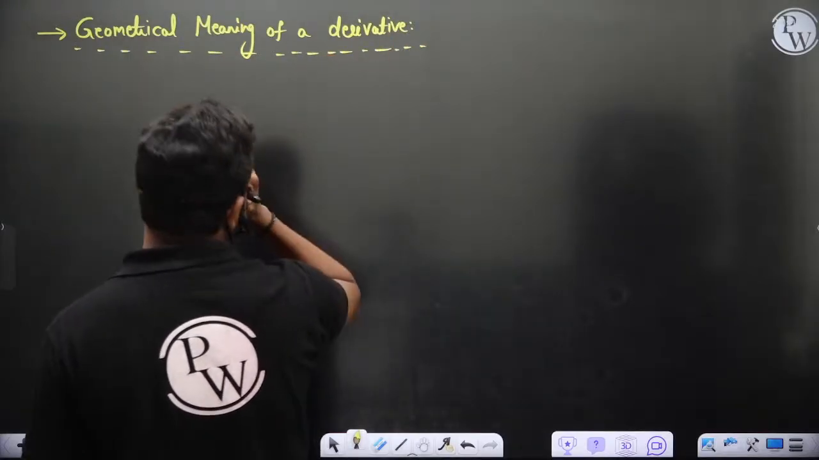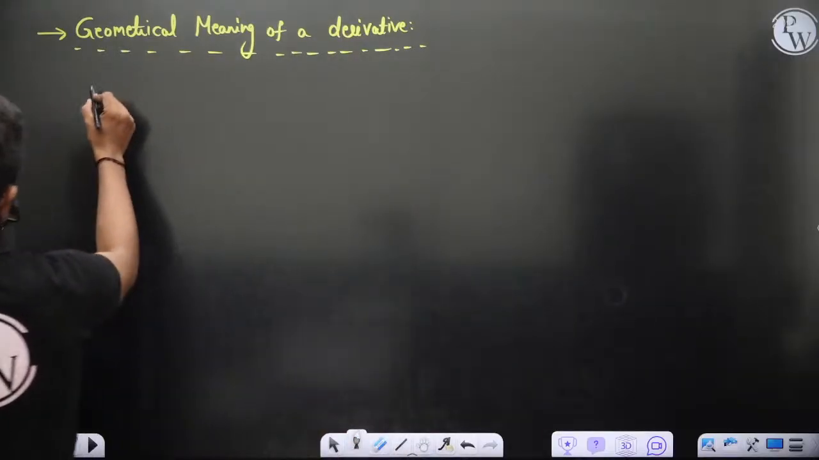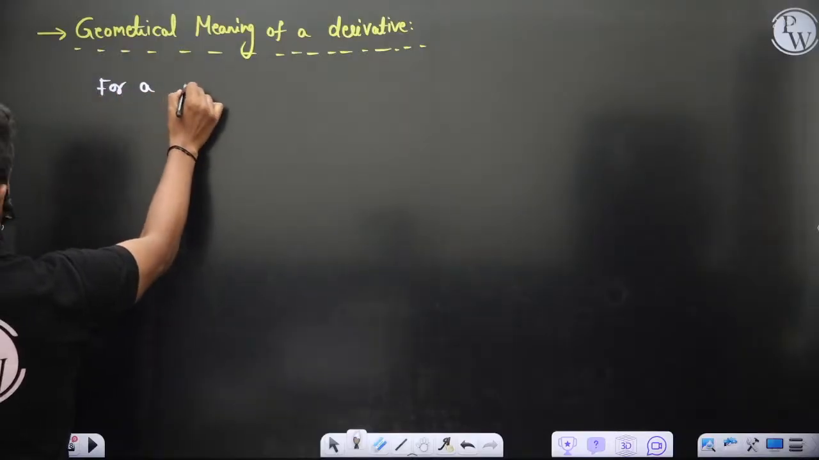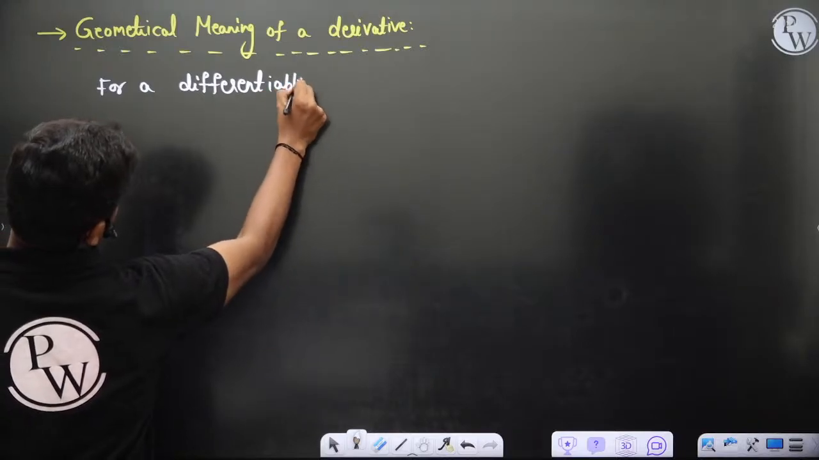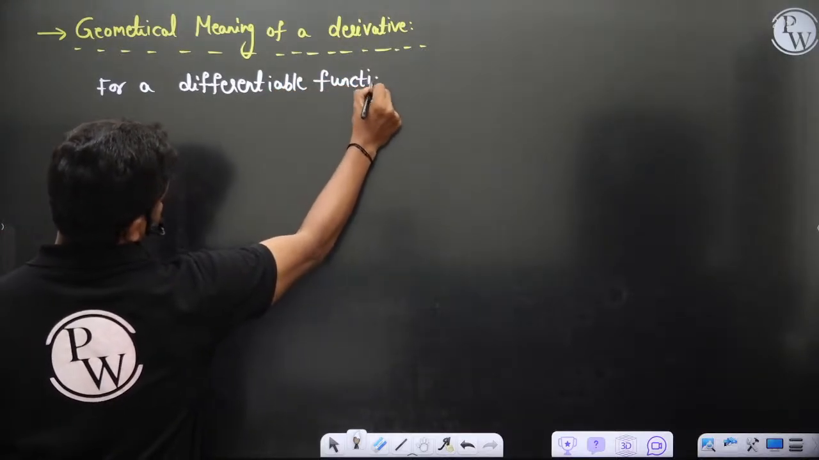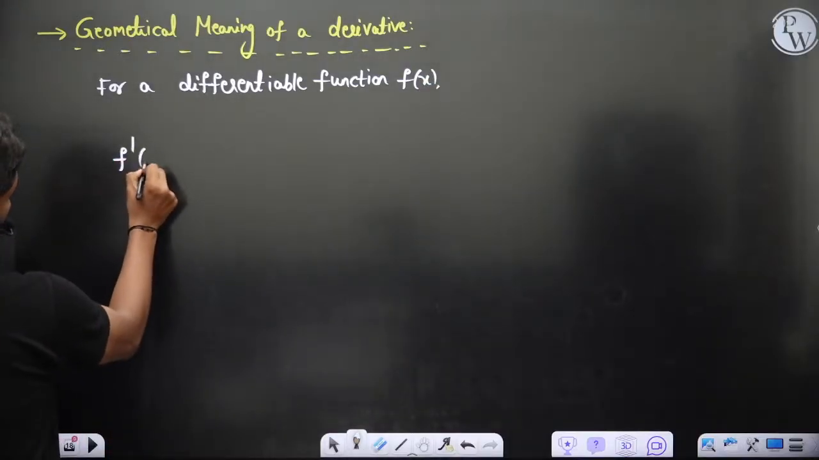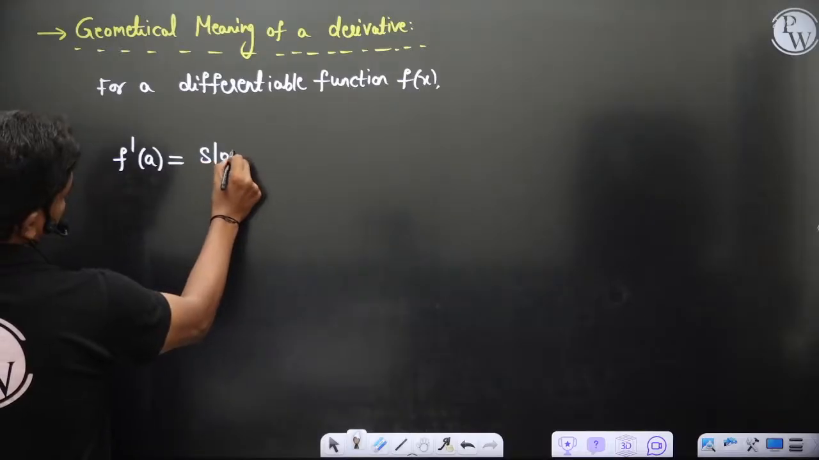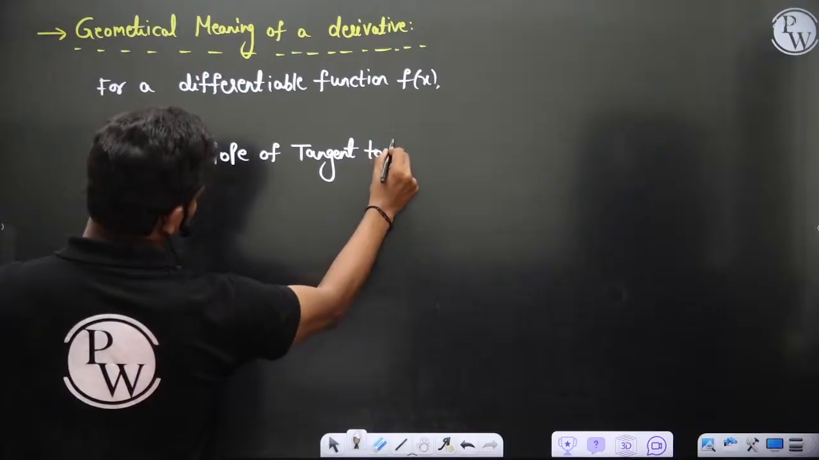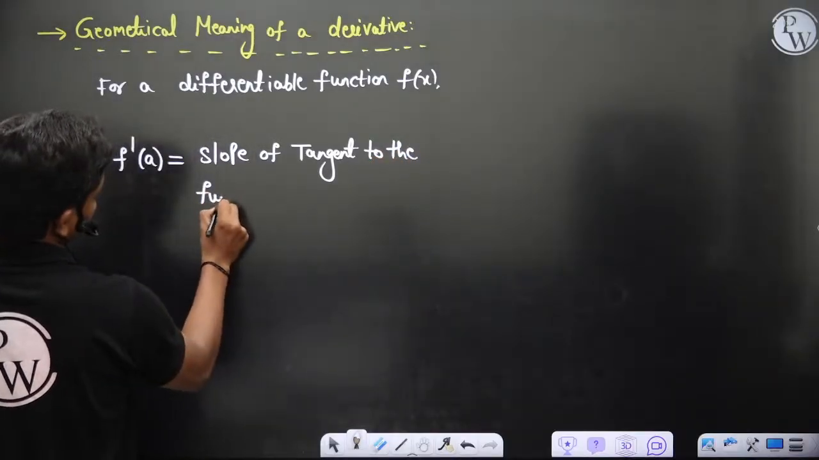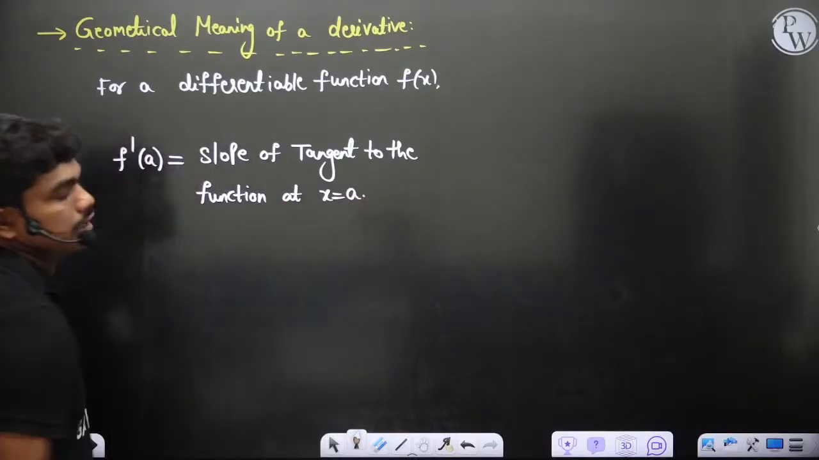Geometrical meaning of a derivative. Let's see. For a differentiable function f of x, f dash of a is nothing but the slope of the tangent to the function at x equal to a.